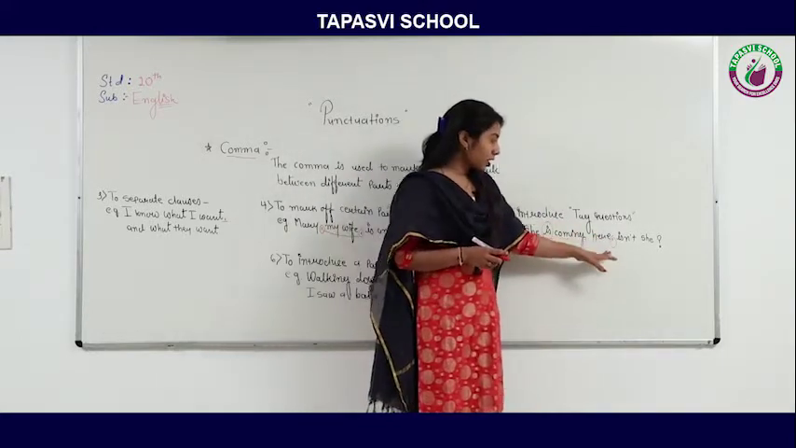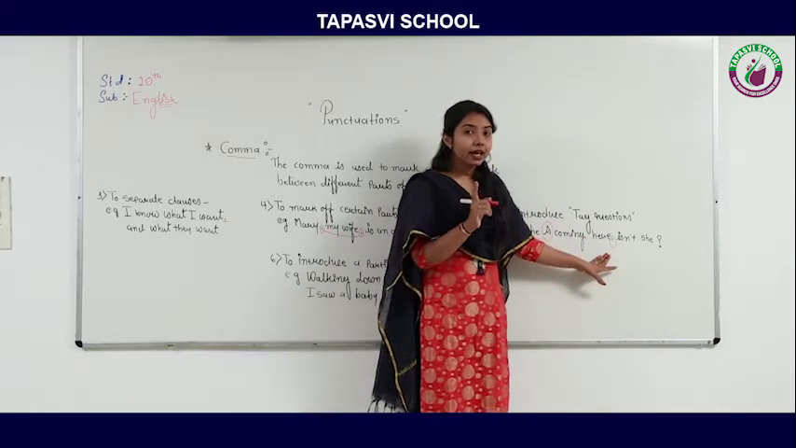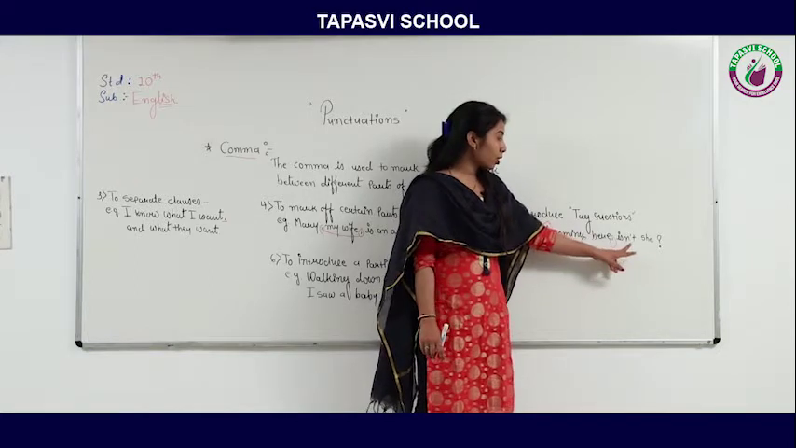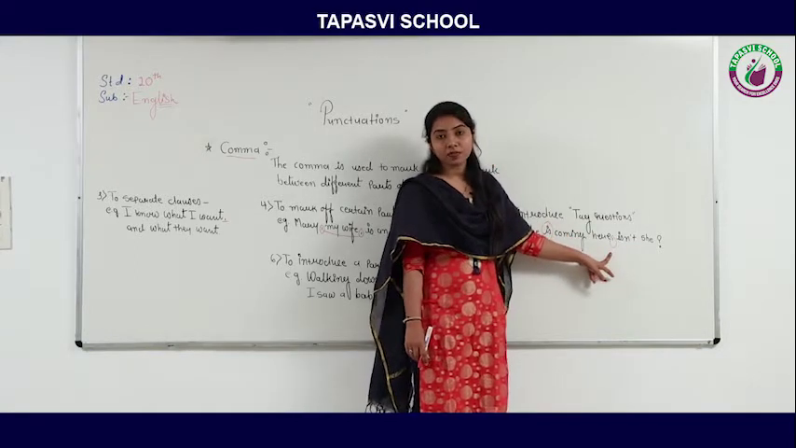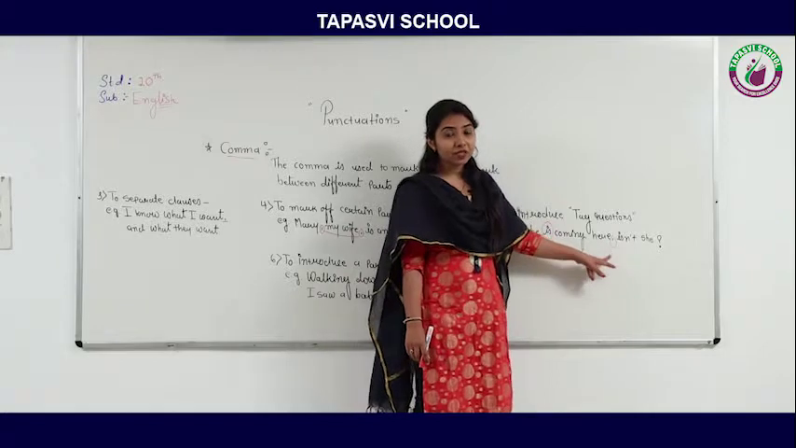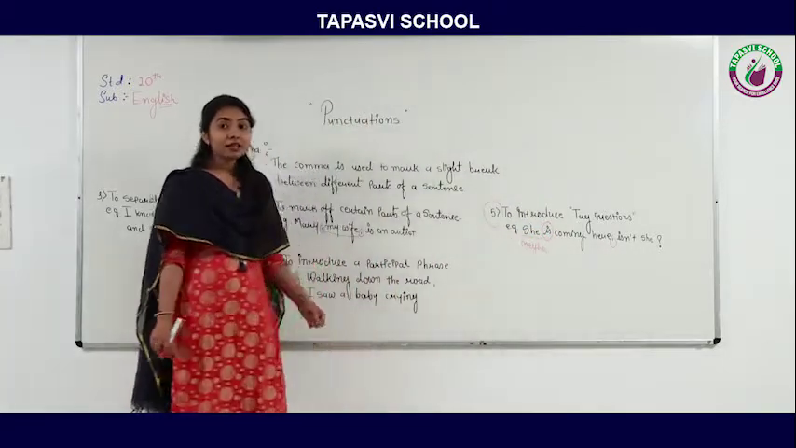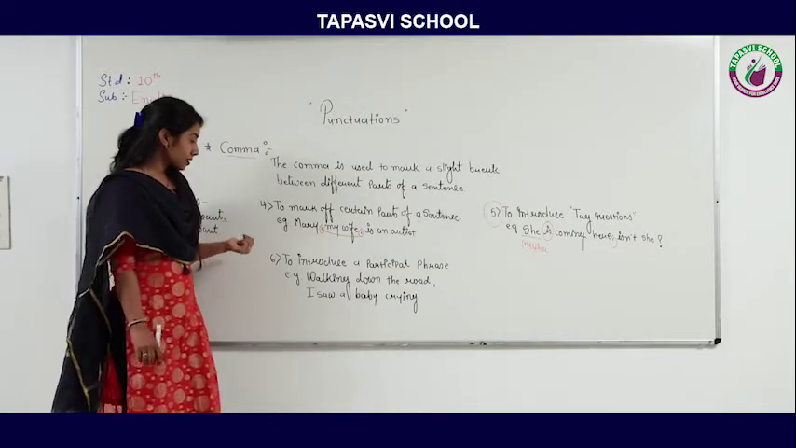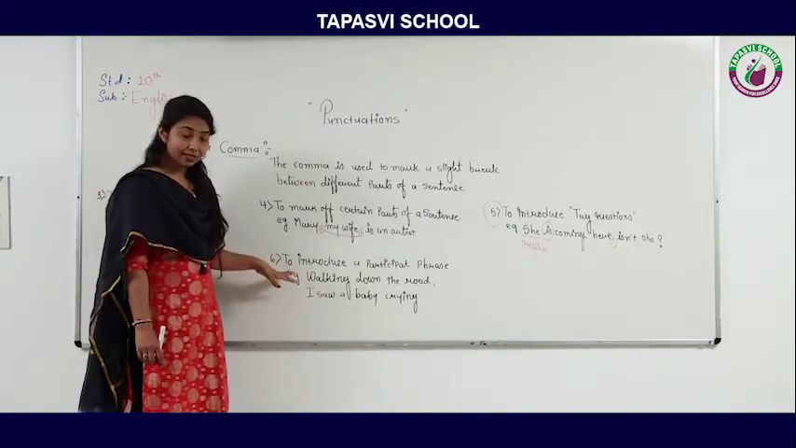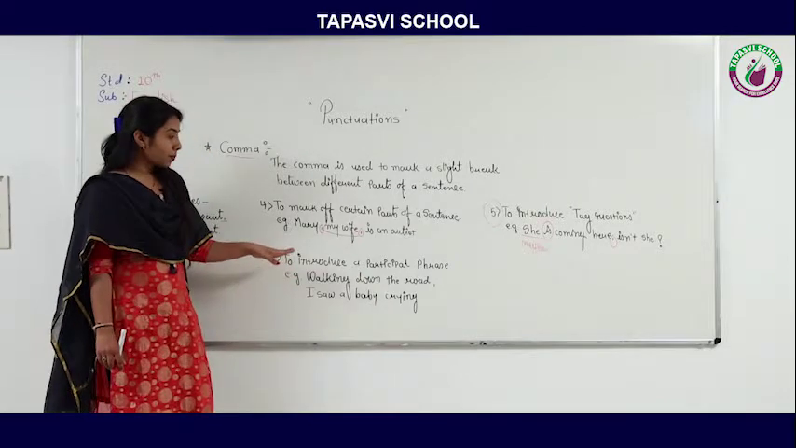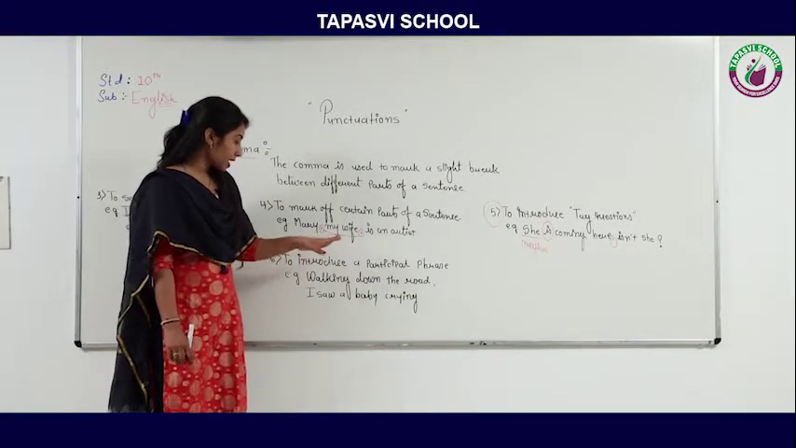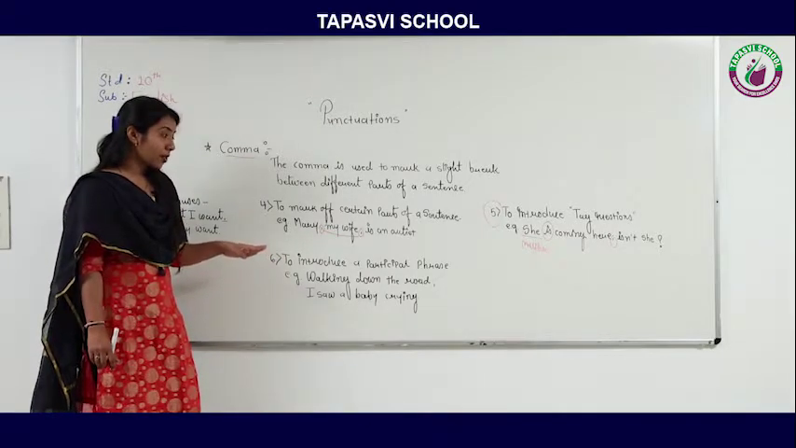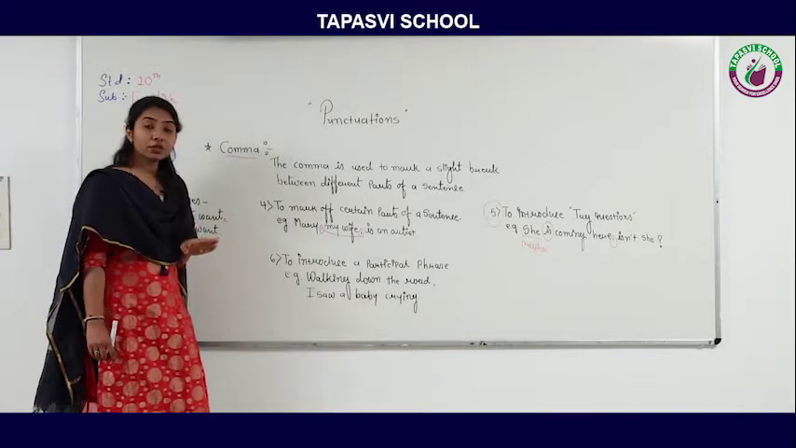So very important, don't get any kind of confusion: whenever the sentence ends here, before tag questions we have to put a comma. I hope this is very clear to you. Now the last usage of comma we are going to have, number 6, is to introduce a participle phrase. An example is, walking down the road, I saw a baby crying. Now, to introduce a participle phrase.